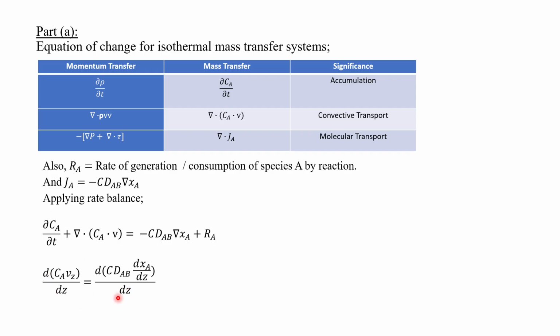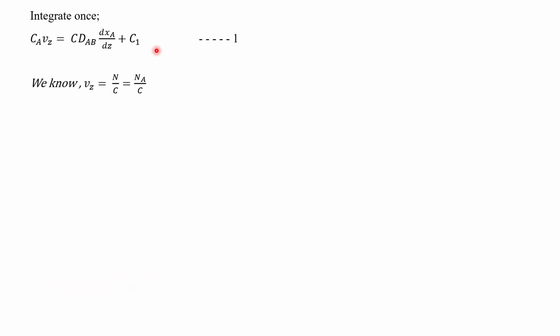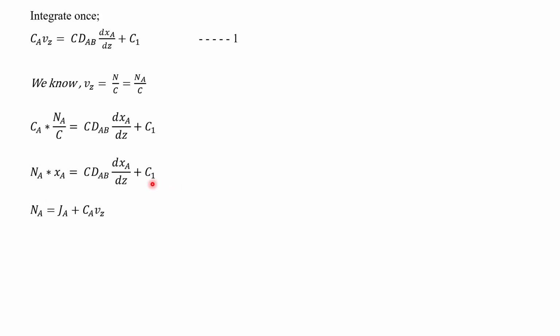So if we integrate this equation once, we get a constant C1, and we know Vz is equal to N by C. But since we have N is equal to Na plus Nb, but we have Nb is equal to 0, which is a stagnant gas B, it will be simplified into Na upon C. Next, we substitute Na upon C here for Vz to simplify this equation. We get Ca upon C as Xa, and the rest remains same.